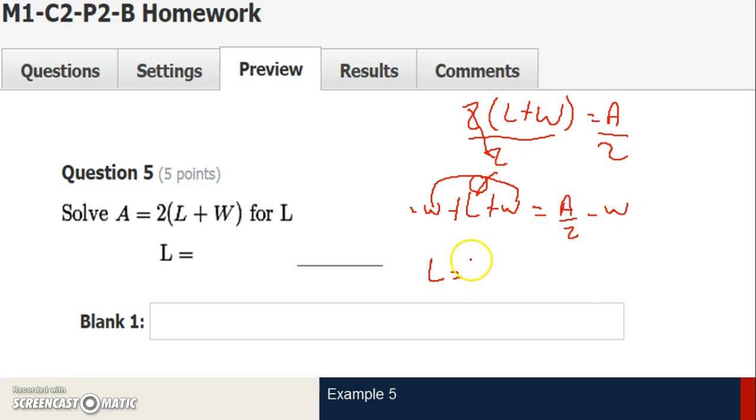L equals, and if you don't believe me that adding a negative and subtracting are the same, think about this example. I've written this on the board several times. These two things, 1 minus 1 equals 0. 1 plus a negative 1 also equals 0. These concepts are identical. I'm stuck with A, sorry for the tangent, divided by 2 minus W. And I can actually put my answer in like this because A comes before W in the alphabet.